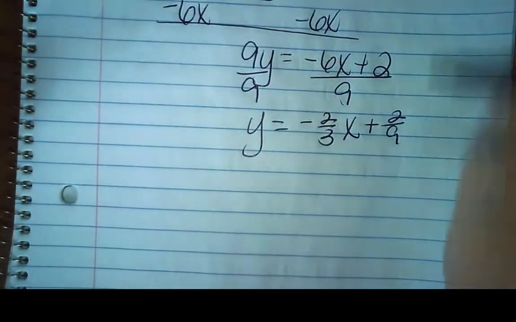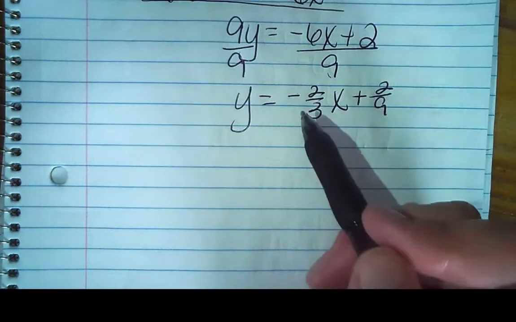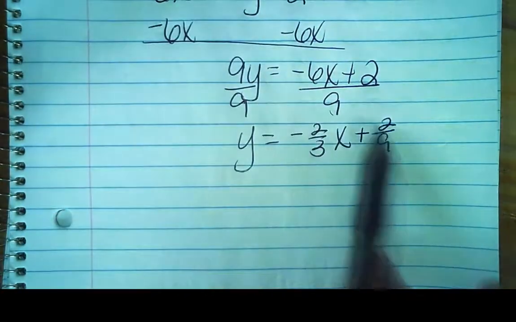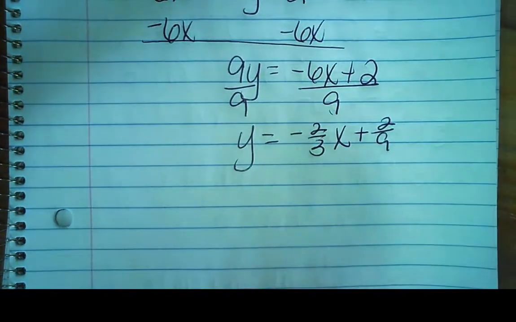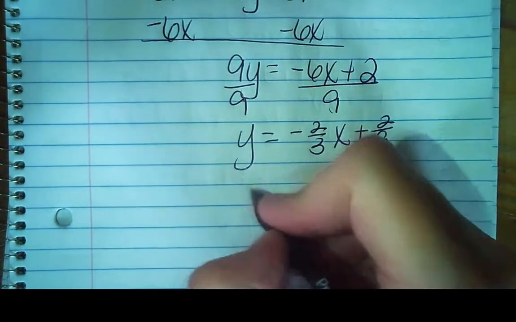And that is my y equals mx plus b format. This was in standard form. This is in y equals mx plus b form, or slope intercept. All right. So we've done the algebra of it. Now let's do the calculus.